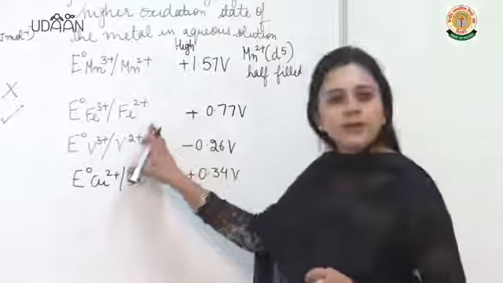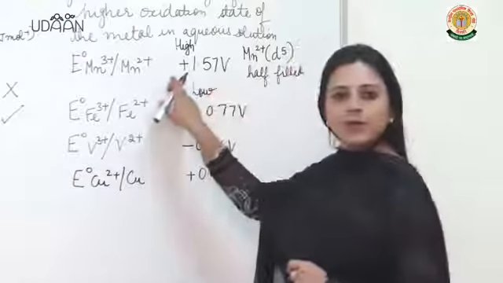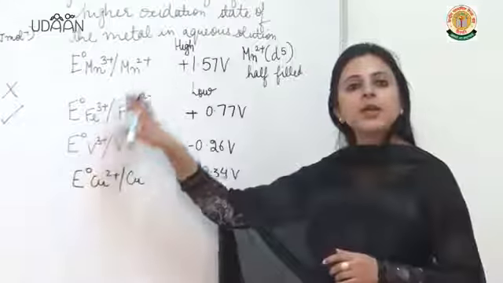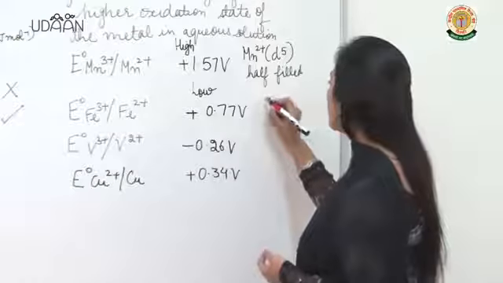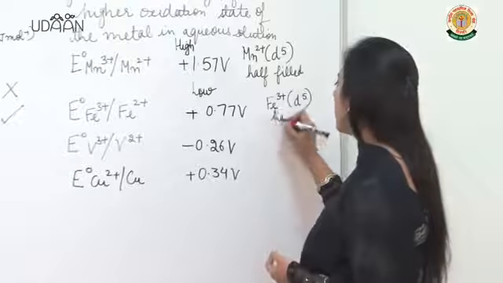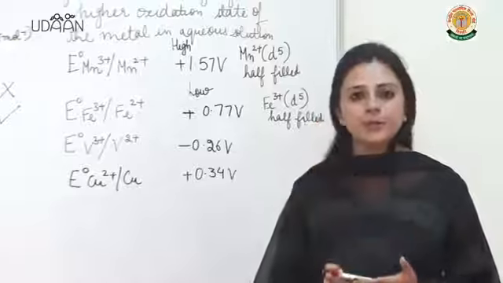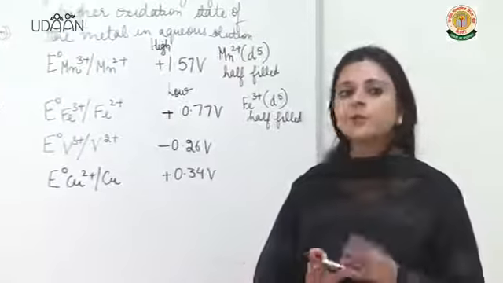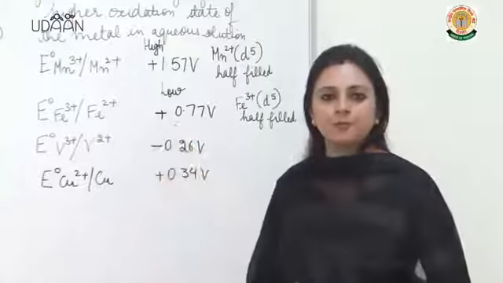Now if we look at this E0 value, we will see that it is lower as compared to this E0 value. That means the tendency of Fe3+ to get reduced to Fe2+ is less. Now what is the reason? Because Fe3+ is already stable, it has a d5 configuration which is already stable, so it would not like to get reduced. It is already stable, so it does not want to be reduced. That is why the E0 value is low.